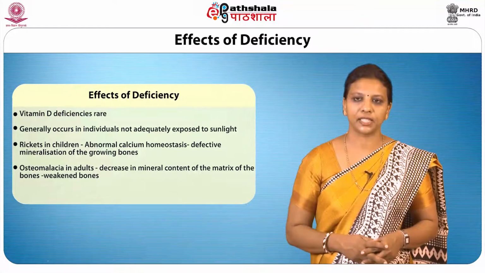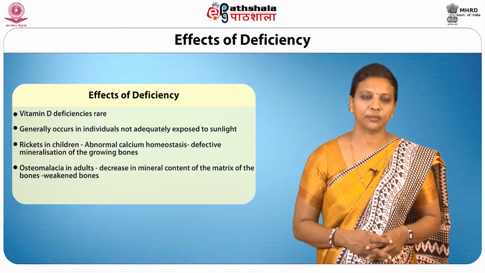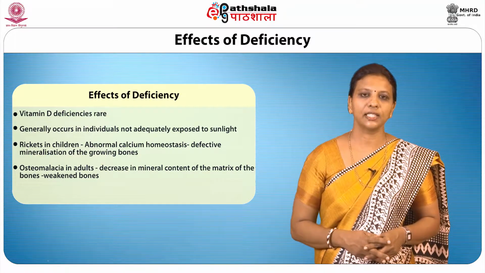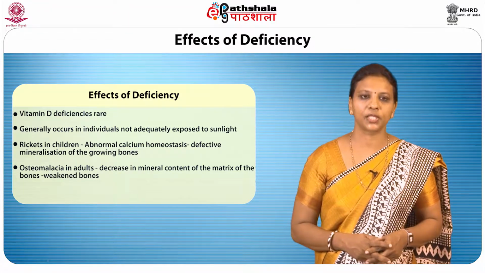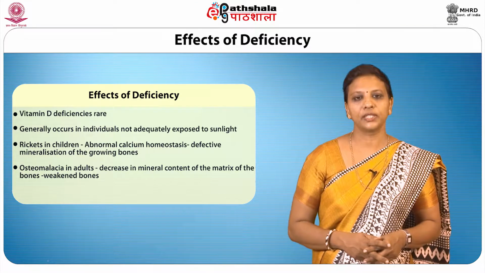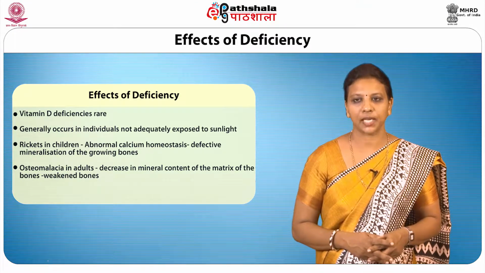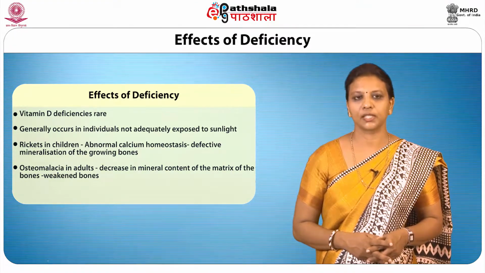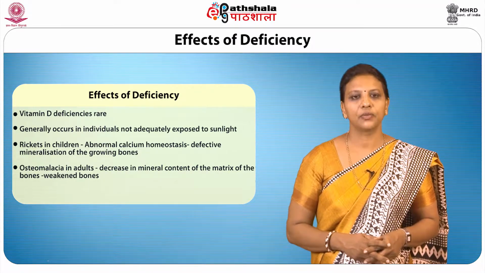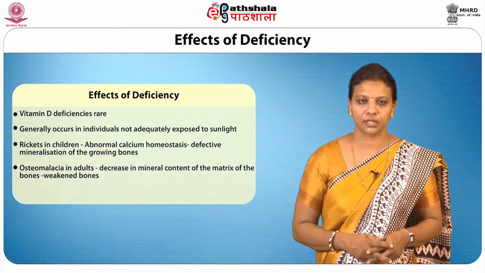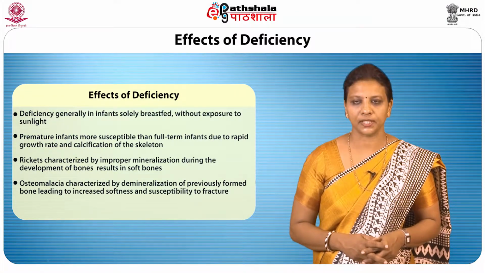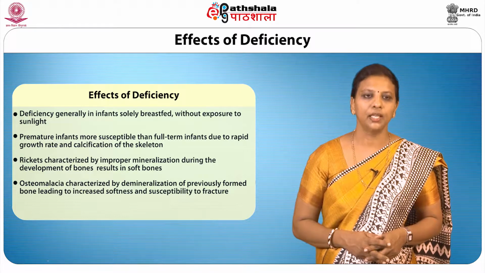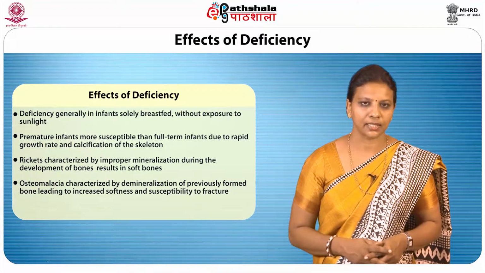Vitamin D deficiency leads to abnormal calcium homeostasis, resulting in defective mineralization of the growing bones, which is termed as rickets in children, or a decrease in the mineral content of the matrix of bones, which is termed as osteomalacia in adults, resulting in weakened bones. Vitamin D deficiency generally occurs in infants who are solely breastfed without exposure to sunlight.